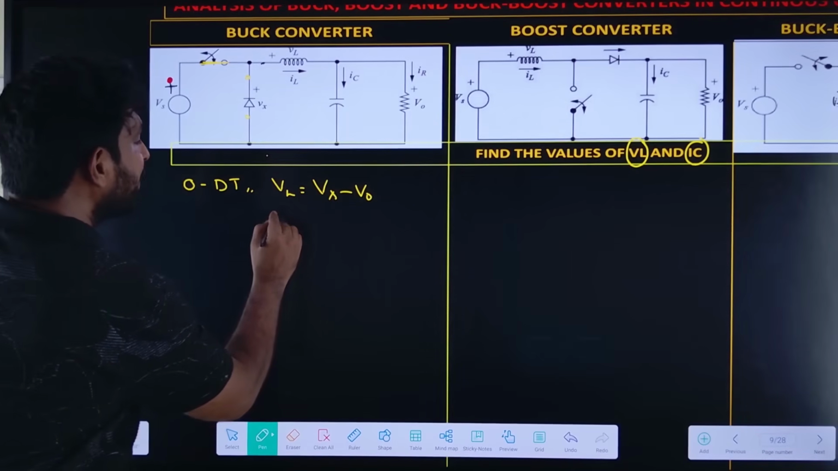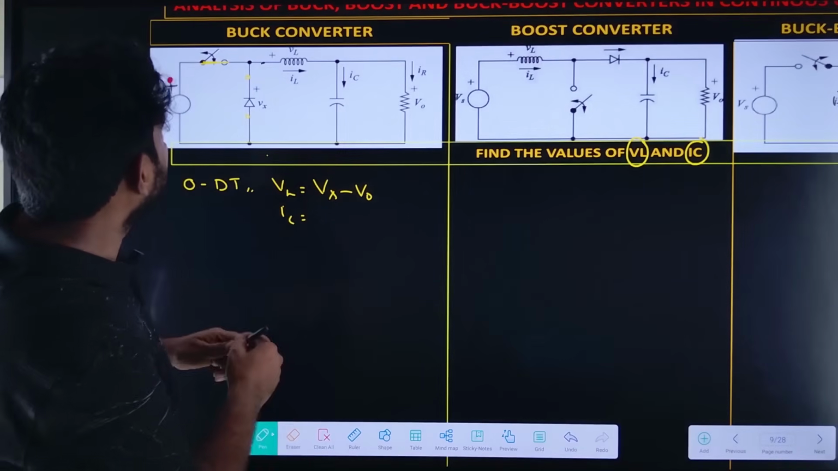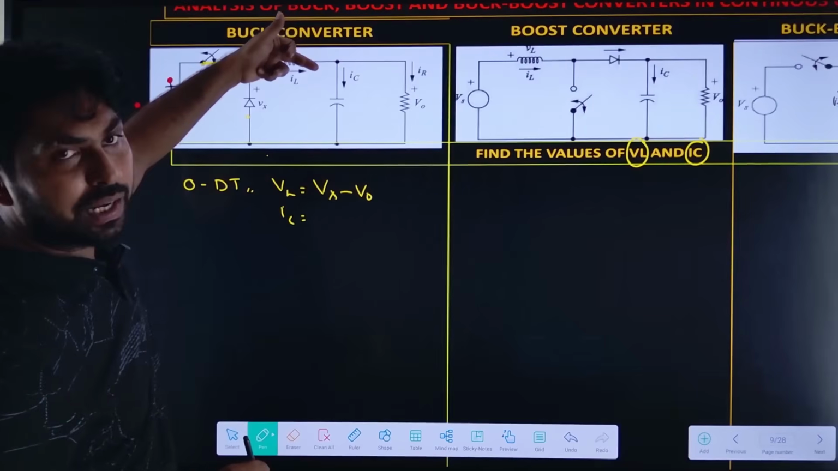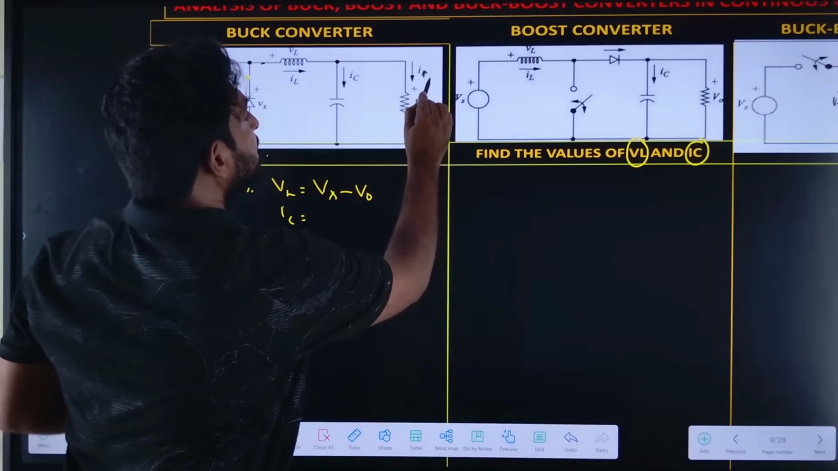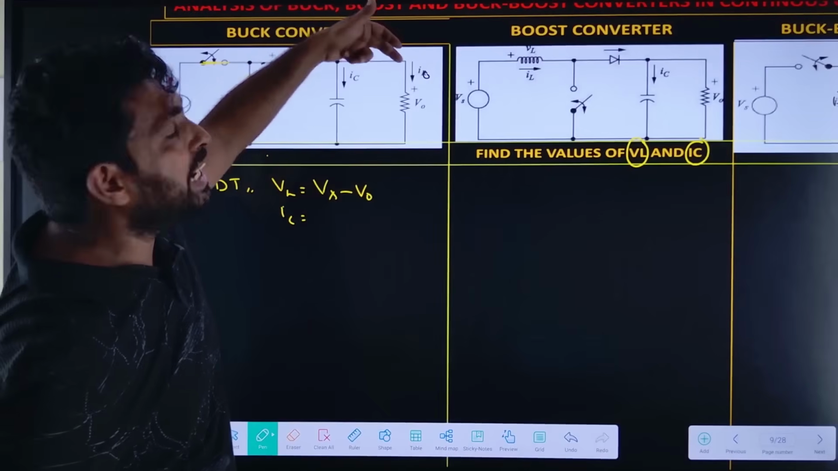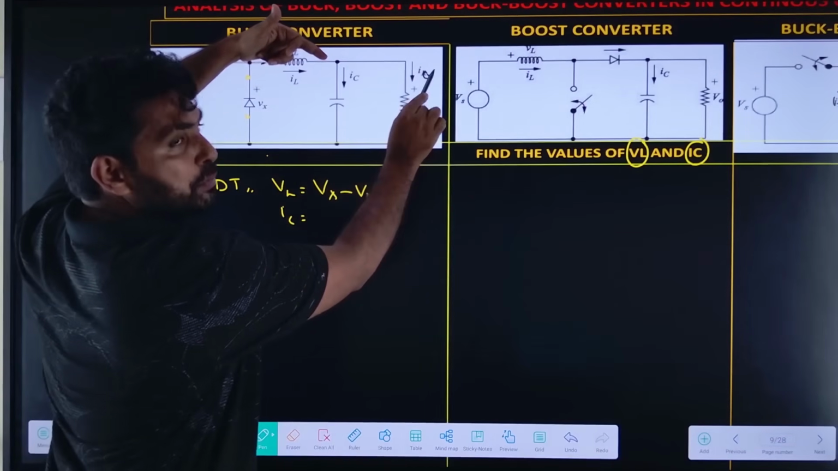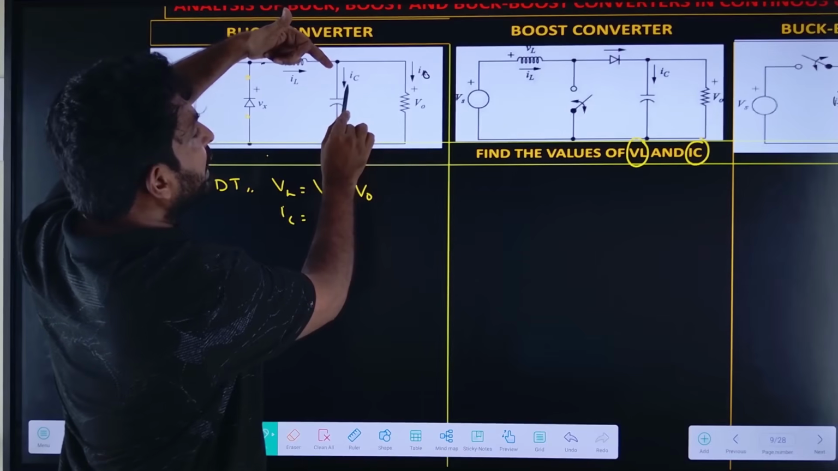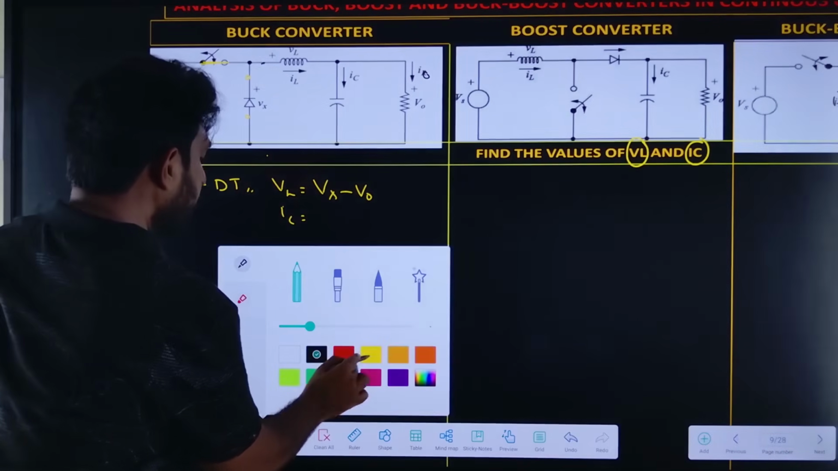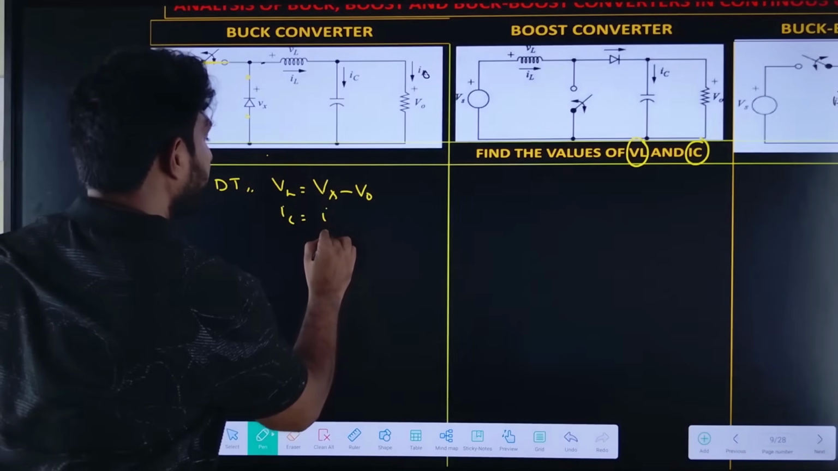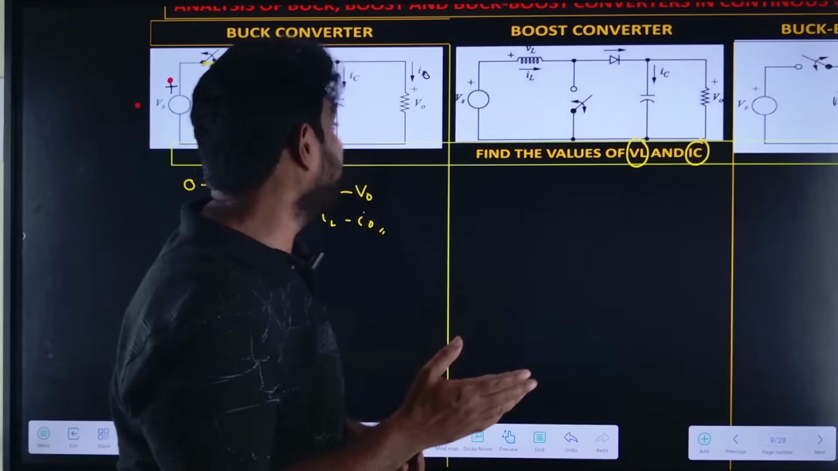What is the IC value now? Let me call the output current I naught. IL is entering, so IL equal to IC plus I naught. From that, IC equal to IL minus I naught, during the 0 to dT period.